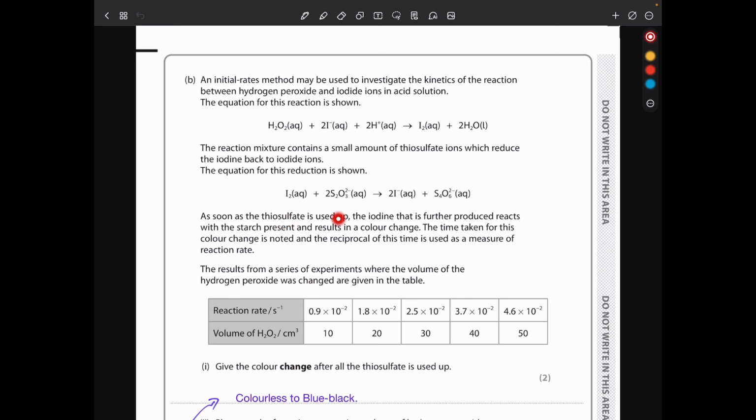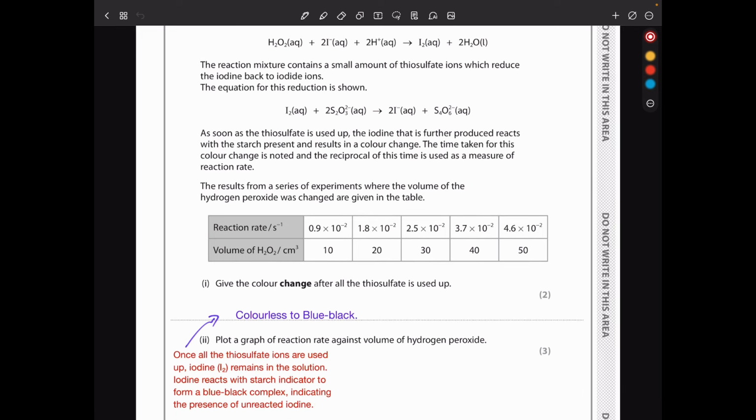As soon as the thiosulfate is used up, the iodine that is further produced reacts with the starch present and results in a color change. The time taken for this color change is noted, and the reciprocal of this time is used as a measure of the rate. The results from a series of experiments where the volume of the hydrogen peroxide was changed are given in the table. So this is the table of the results, and they say give the color change after all the thiosulfate is used up. Remember, the iodine that is produced is going to react with the starch, meaning it's going to be colorless to blue-black.